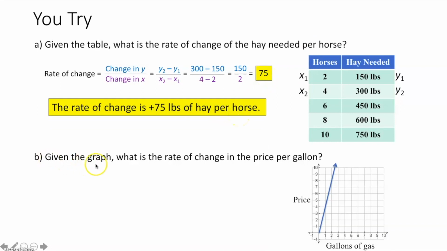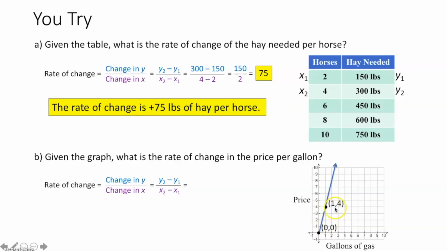Given the graph down here for part B, what is the rate of change in the price per gallon? This time we're just given a graph and we need to figure out the rate of change. Remember, rate of change is just the slope. So to figure out the slope, all I have to do is figure out y sub 2 minus y sub 1 over x sub 2 minus x sub 1. So here's our line. Let's pick 2 points on the line. They give us a nice easy one, 0, 0. Let's take that. And then another one, how about 1, 4?